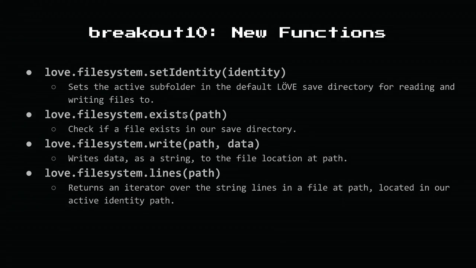You can check whether it exists with love.filesystem.exists at some path. You can write to that path with some data, that data being a string value. And then love.filesystem.lines is an iterator, which will allow you to loop over any of the data that's in a file at a given location.